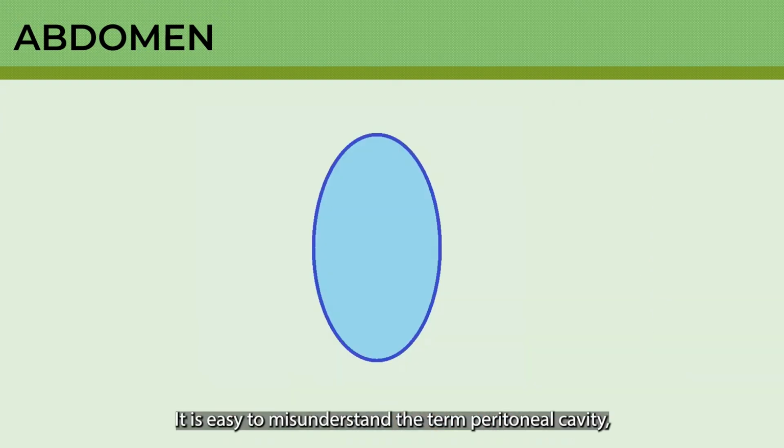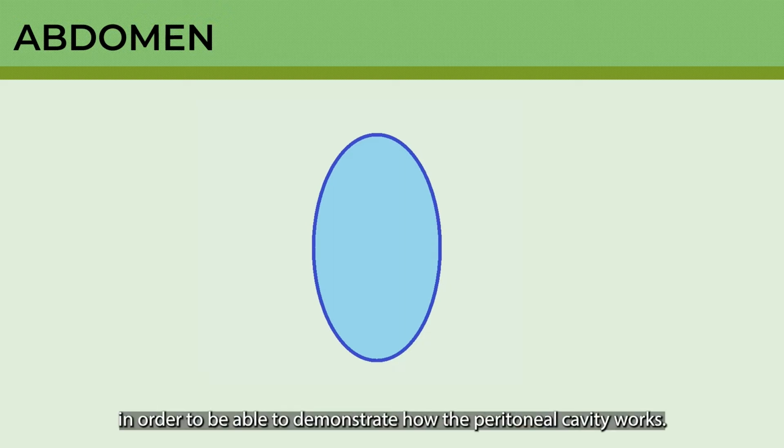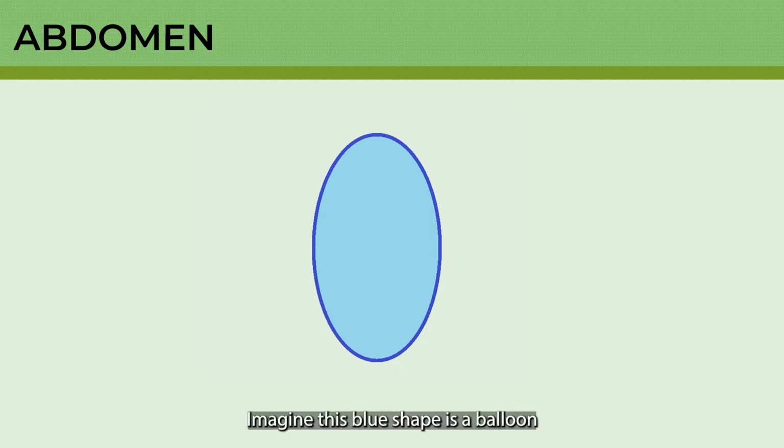It is easy to misunderstand the term peritoneal cavity. The peritoneal cavity and the abdominal cavity are not synonymous. This can be a difficult concept to understand. So let's have a look at this model that I have created in order to be able to demonstrate how the peritoneal cavity works. Imagine this blue shape is a balloon, and we have the walls of the balloon, and the balloon is filled with fluid.